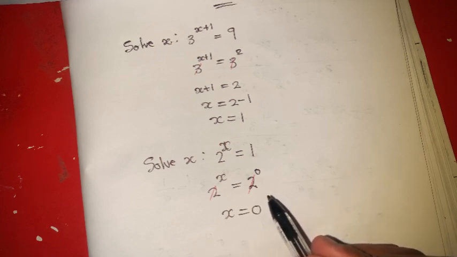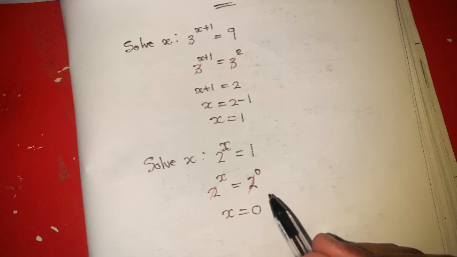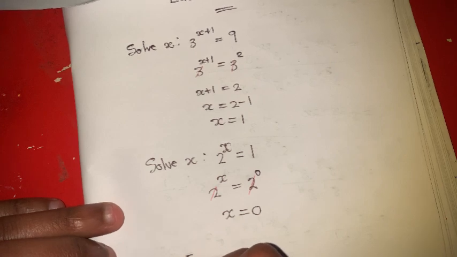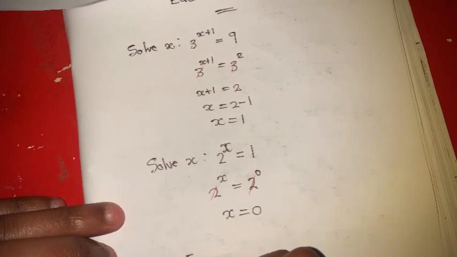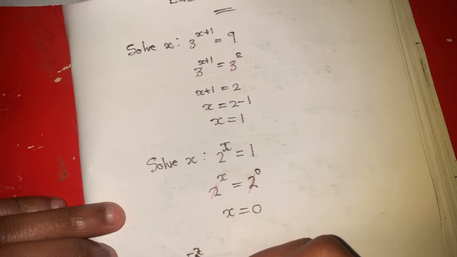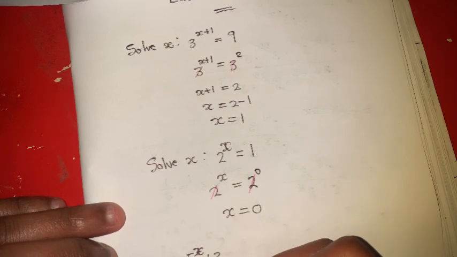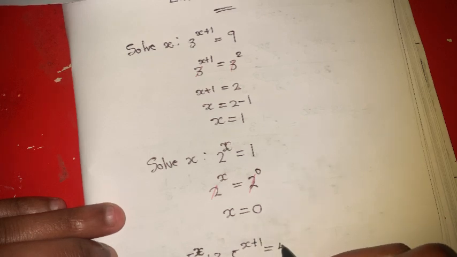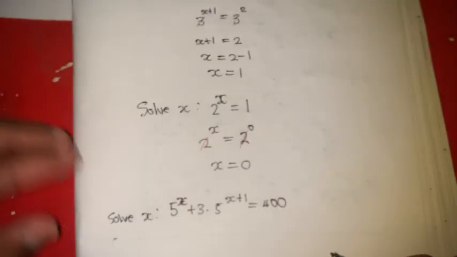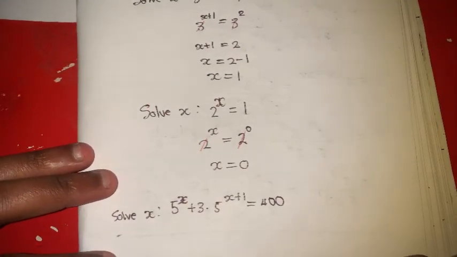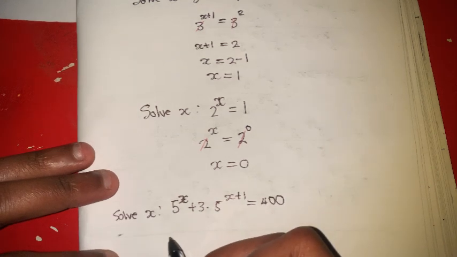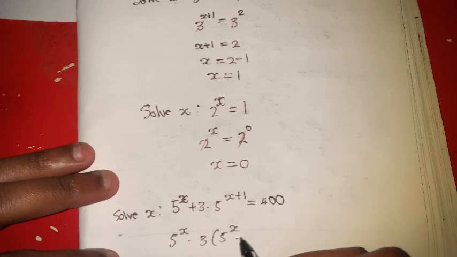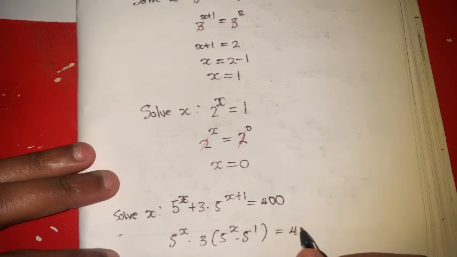Now let us look at a different example. Say we have to solve for x where 5^x plus 3 multiplied by 5^(x+1) is equal to 400. So you have that, okay? Knowing that simplifying this will give us 5^x plus 3 multiplied by 5^x multiplied by 5^1 equals 400.